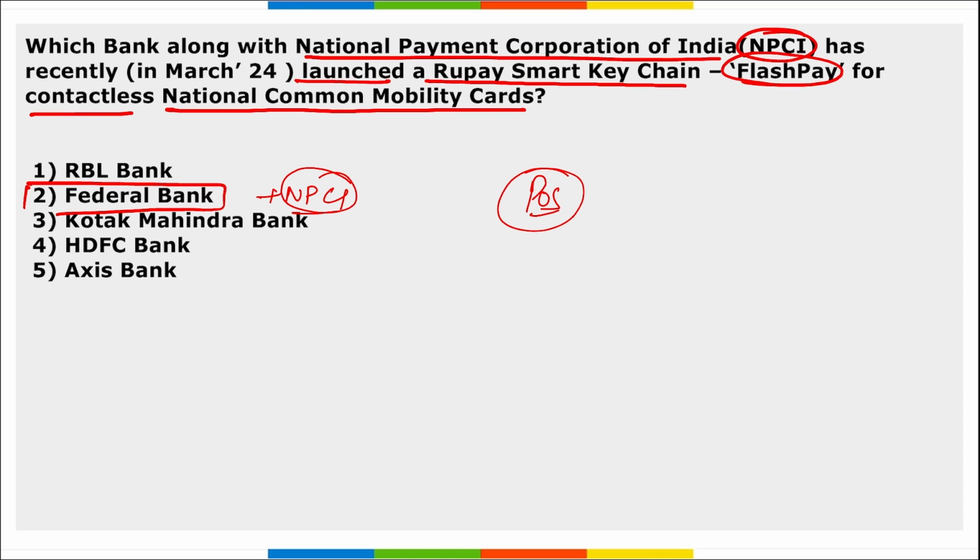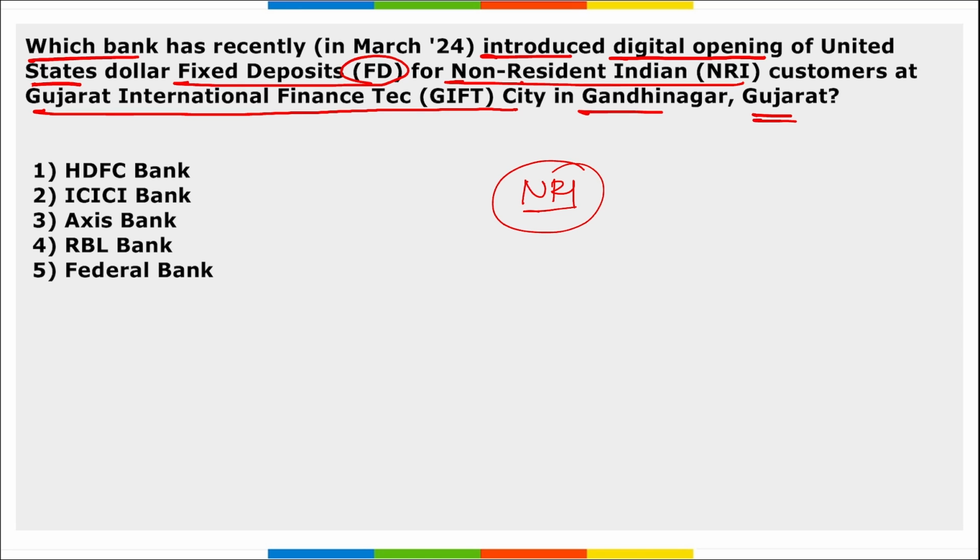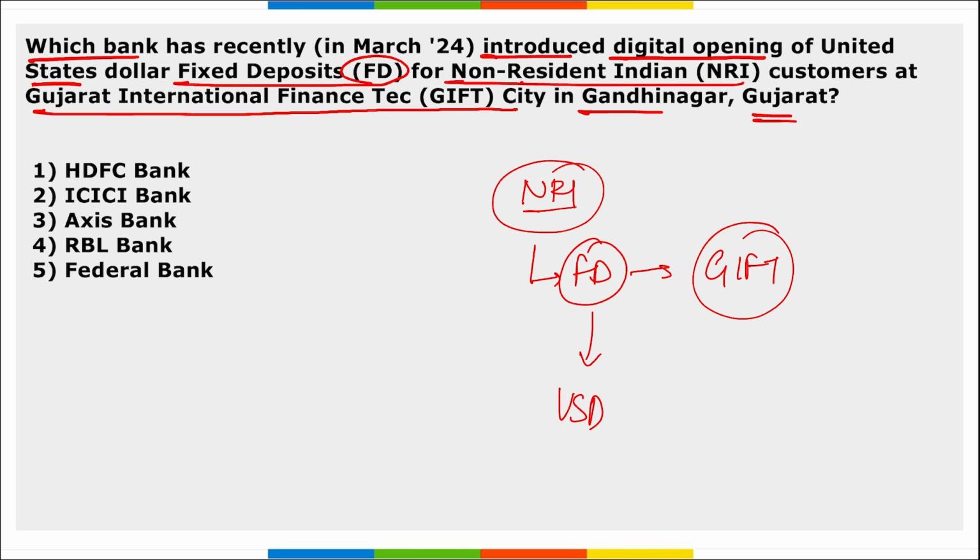Next, which bank has recently introduced a digital opening of United States dollar fixed deposit for NRI customers at Gujarat International Finance, that is GIFT City in Gandhinagar, Gujarat? That means all the NRIs can now make a fixed deposit in GIFT City, and this fixed deposit will be in US dollars. So which is that bank that has allowed this facility? It is Axis Bank.